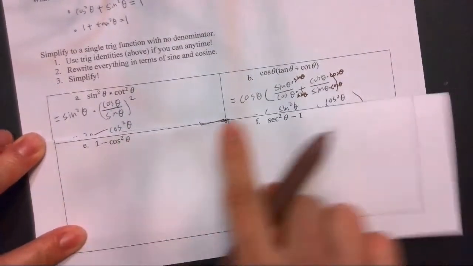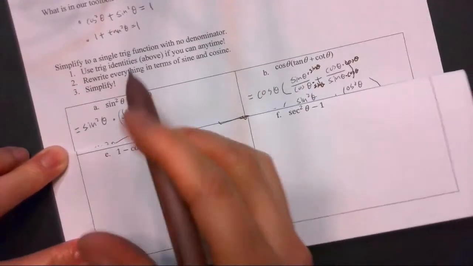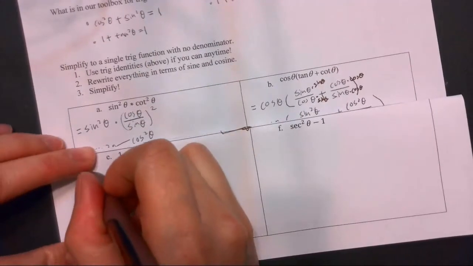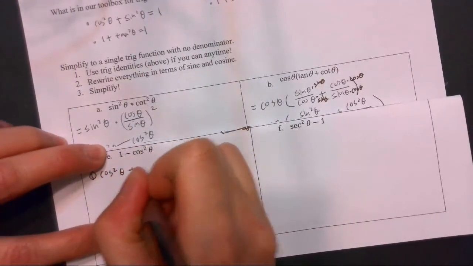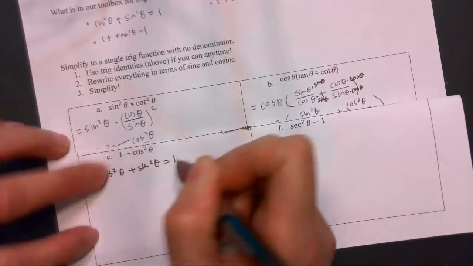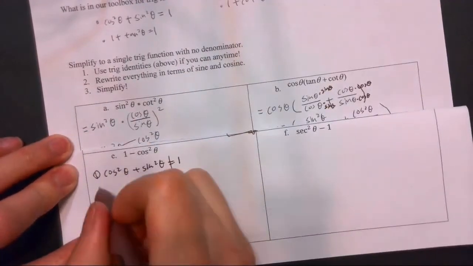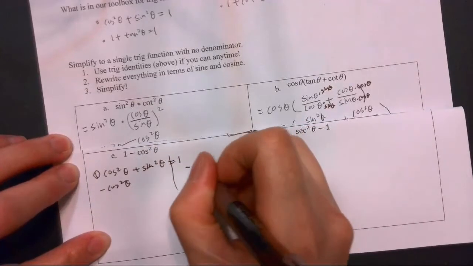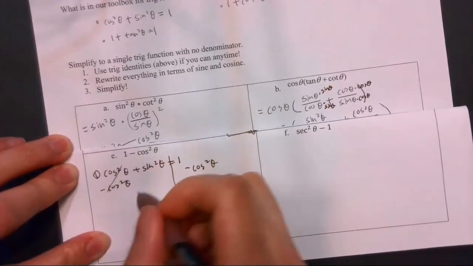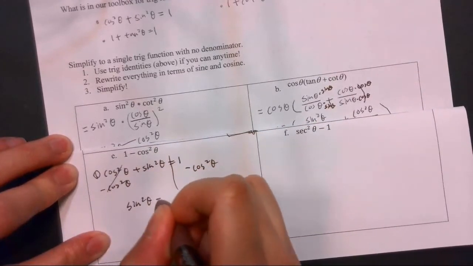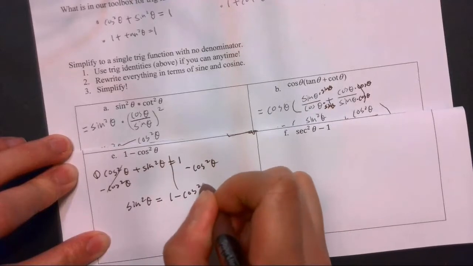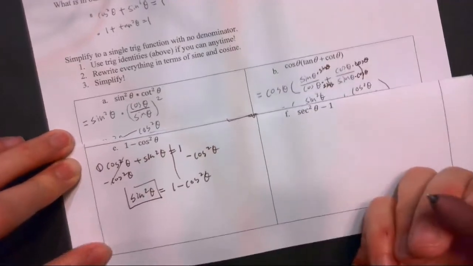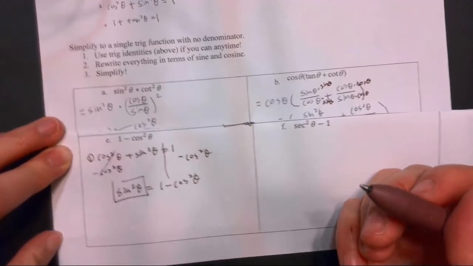1 minus cosine squared. I'll probably just use my trig identity. Cosine squared theta plus sine squared theta is equal to 1. What do I want? I want to subtract cosine squared theta from both sides, so that I have 1 minus cosine squared on the right side of the equation. Then I get sine squared theta is equal to 1 minus cosine squared theta. So that's going to be my answer. Cool?